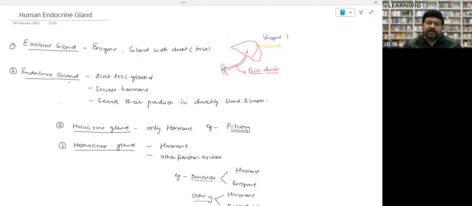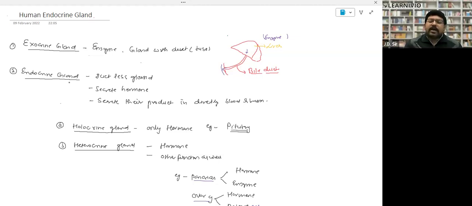For example, this is the liver. The liver has a pipeline that is called the bile duct, meaning bile releasing pipeline. This pipeline directly releases its secretion, or its enzyme, to the small intestine. That is its function, they help in digestion, right? So that is called the bile duct. These kinds of glands which have a duct, and release their secretion through the help of a duct, are called exocrine glands.